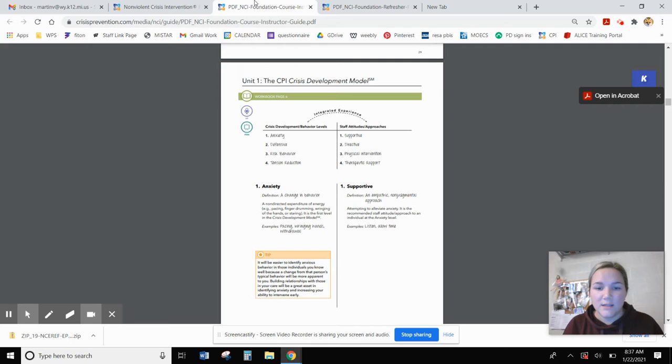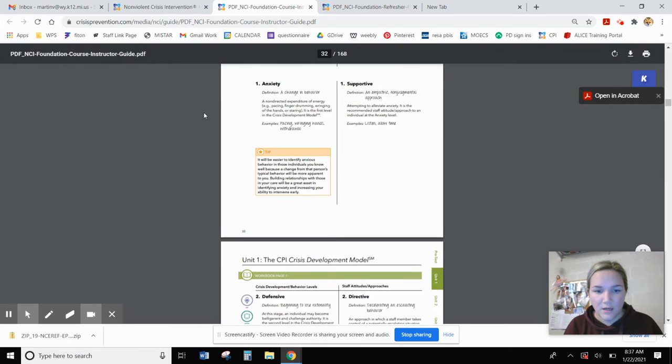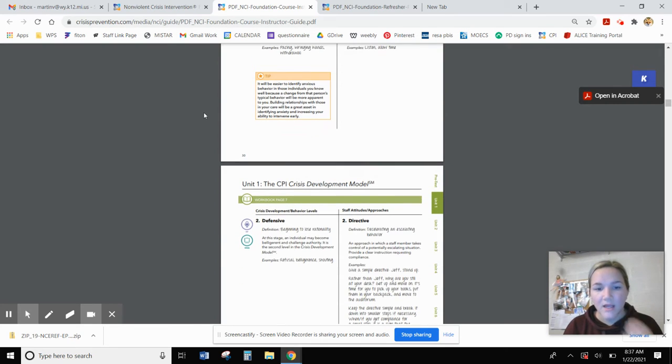The next one is defensive. So they're beginning to lose rationality. So refusal, pushing things away, and how you would respond to that is being more directive in the behavior. So give them clear, simple directions, right?